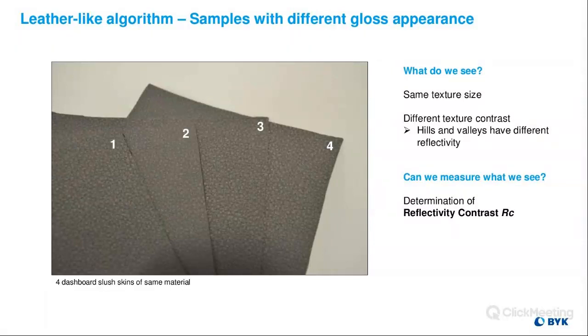Another set of samples here, and here we're getting again a slightly different look from sample to sample. The fact here is that each of these samples physically has very similar grain to it. The cell sizes are very similar, the depths are very similar, but they do have different reflectivities. And so again, we would like to quantify that reflectivity or the reflectivity contrast in order to determine numerically how these are differing from each other.